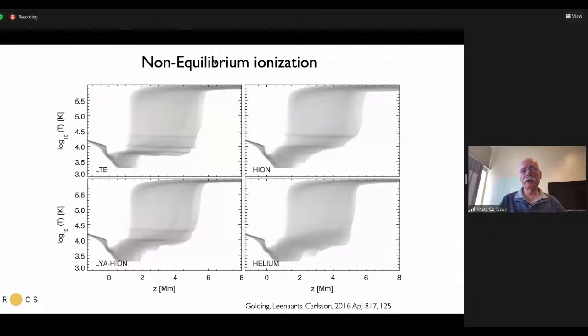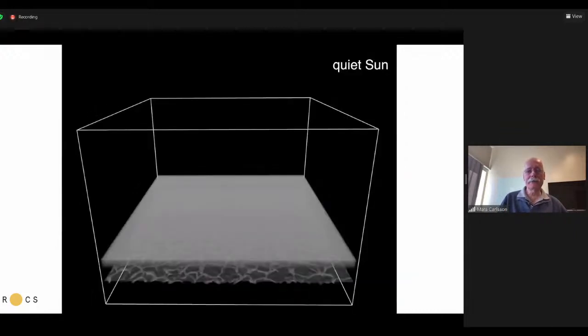And this is about the ionization. If we do not assume LTE, but solve the equilibrium equations for the various ions and get the non-equilibrium ionization, time-dependent ionization taken into account, these preferred bands, this is hydrogen, helium, helium, and then if we just do hydrogen non-equilibrium, the hydrogen band disappears. If we do also the helium ionization with non-equilibrium, all these preferred temperatures disappear. But it's very costly.